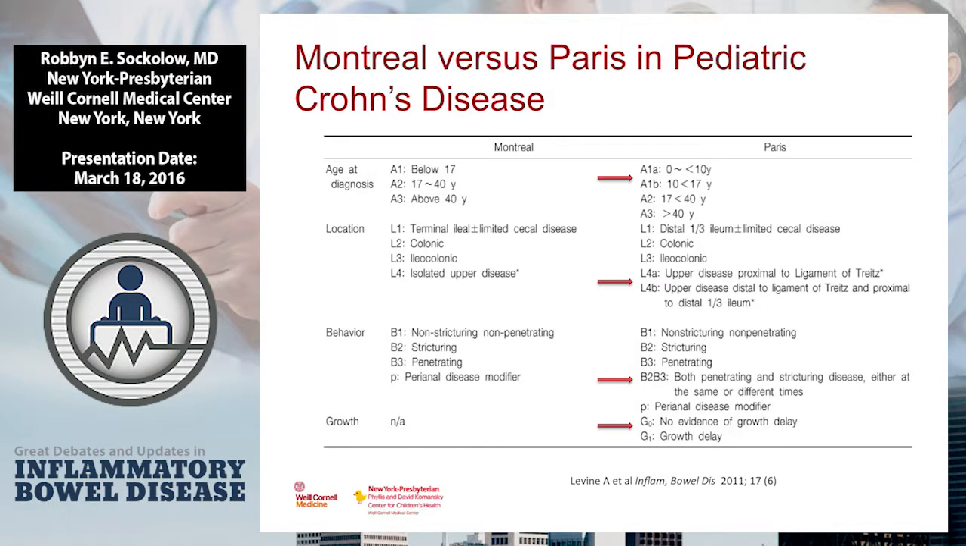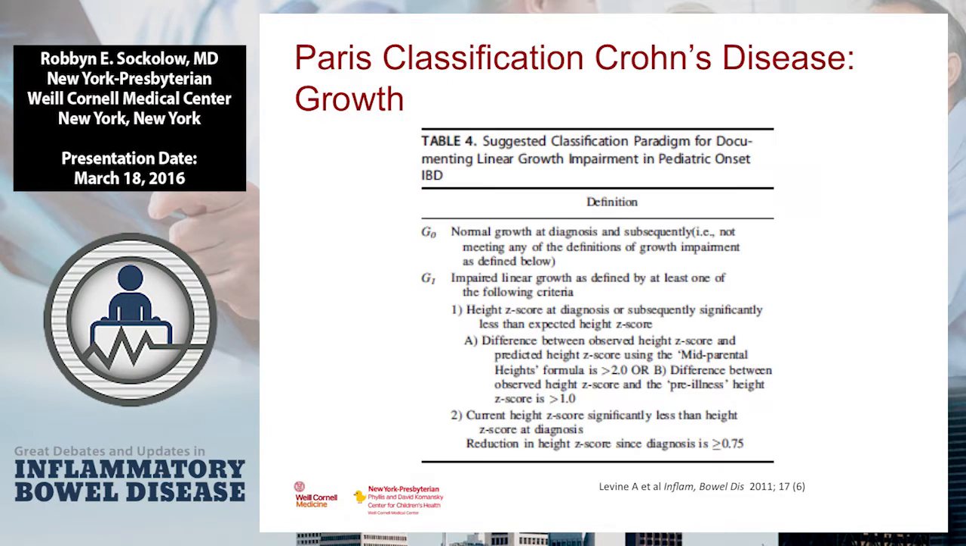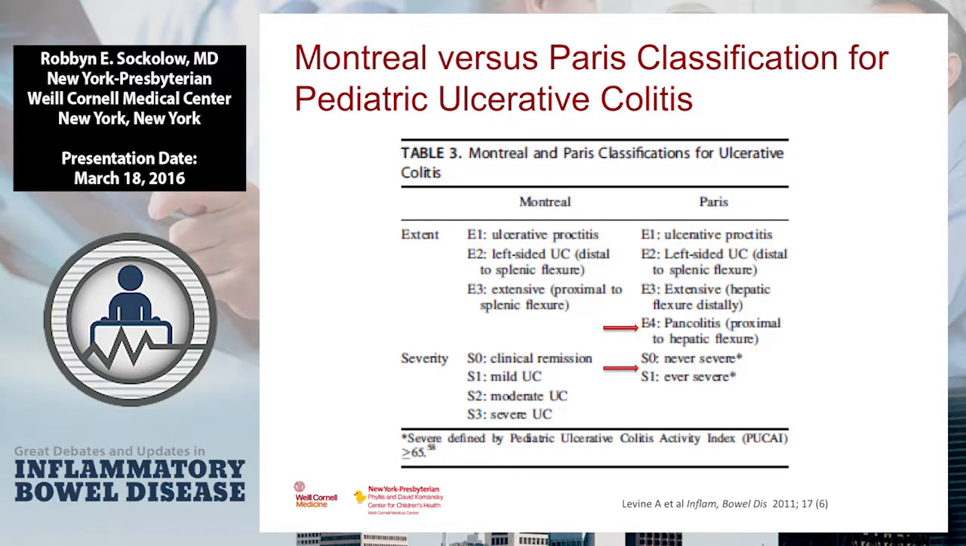Perianal disease, just like what the Montreal had, but now for children we had growth. So was there evidence of growth delay? Was there not evidence of growth delay? Again, giving us more characterization. And as you can see here, this gives you some understanding of how you characterize what is growth delay, and looking again at linear growth as being an incredibly important parameter for pediatrics.